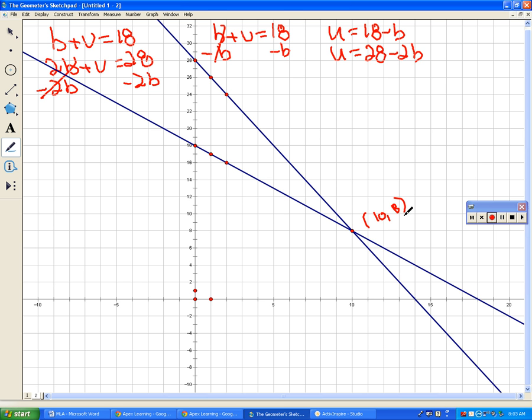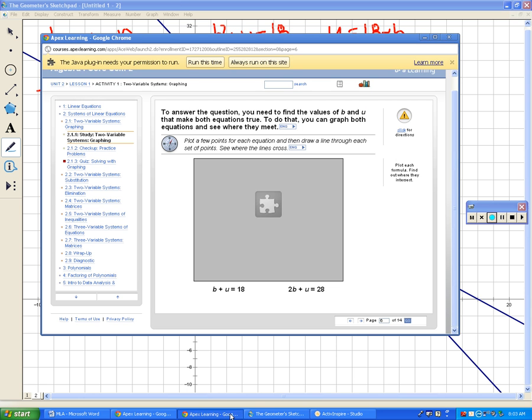And so that means for this to work, I must have 10 bicycles and 8 unicycles all together. And that's because we let the unicycles be the y, so that's the second number here, and the bicycles were the x, that's the first number there. So that's the basic idea.